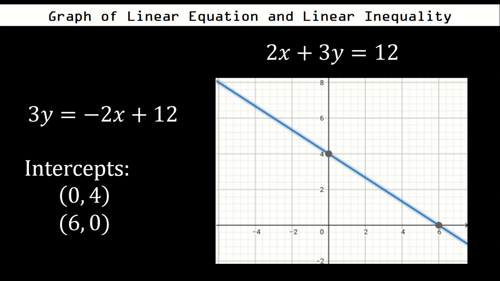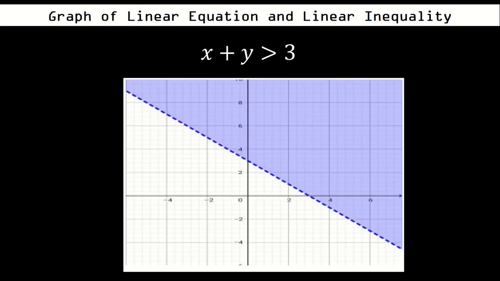Now, how about if we're going to graph a linear inequality? Actually, it's almost the same, but for a linear inequality, we need to shade a specific region. For instance, we have x plus y is greater than 3. As you notice, for the equation x plus y is equal to 3, we have a solid line. But this time, we have x plus y greater than 3. Since we have the greater than symbol, we're going to shade the upper region.